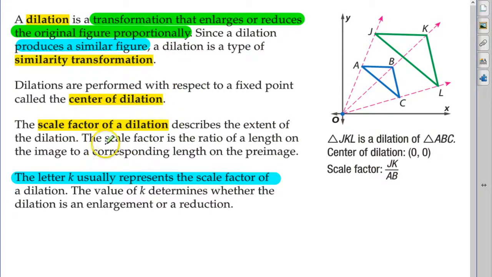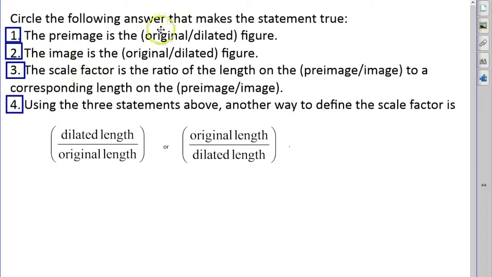And here's the really important part. The scale factor is the ratio of the length on the image to a corresponding length on the pre-image. So this is what we're going to sort out in the next few slides. What does that mean? Well, the definition is image to pre-image. So first thing, pre-image, which one is that? I'm going to have a question pop up. You tell me what you think it is. Okay. Hopefully you said the pre-image is the original figure, which is what it is. So pre-image is original.